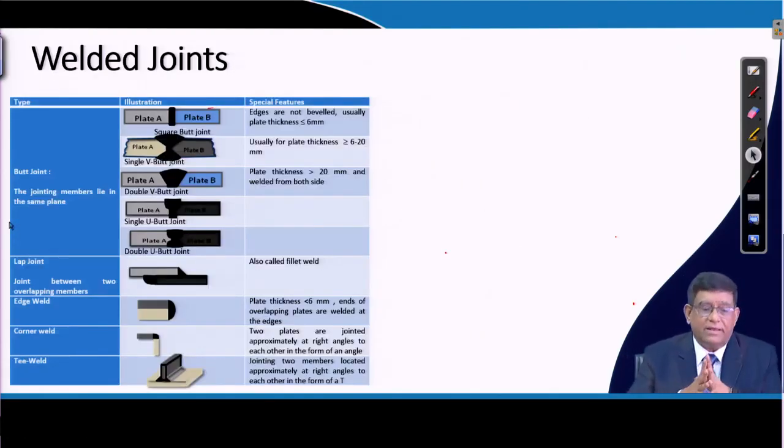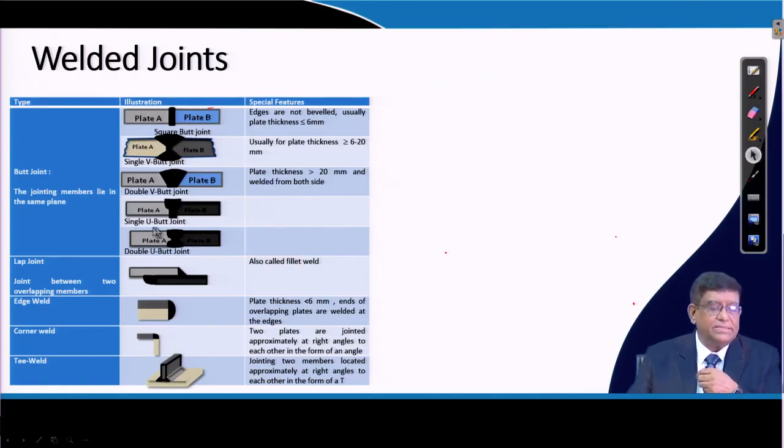Similarly, as I said, welding also can be done in different ways. In this diagram you can see how plate A and plate B can be joined as a square butt joint, that is, end to end jointing is done. There is a V joint, where these two plates have a big groove, and in that groove they have done the welding.